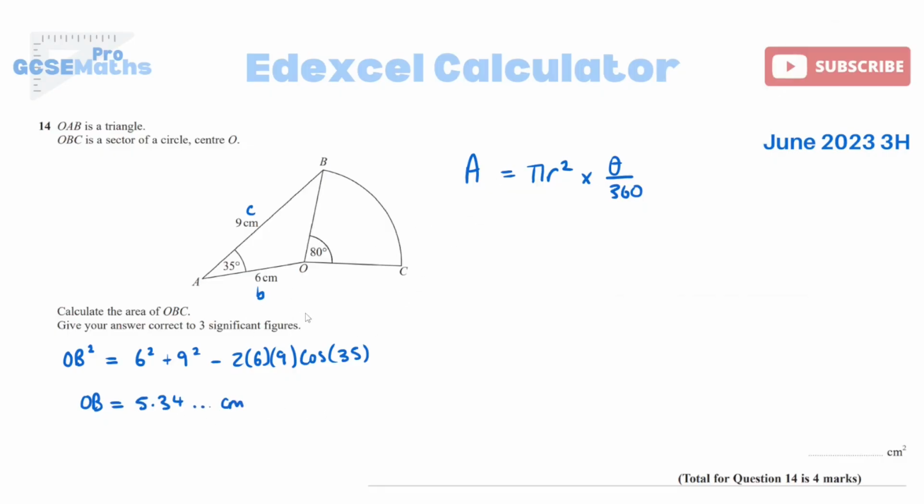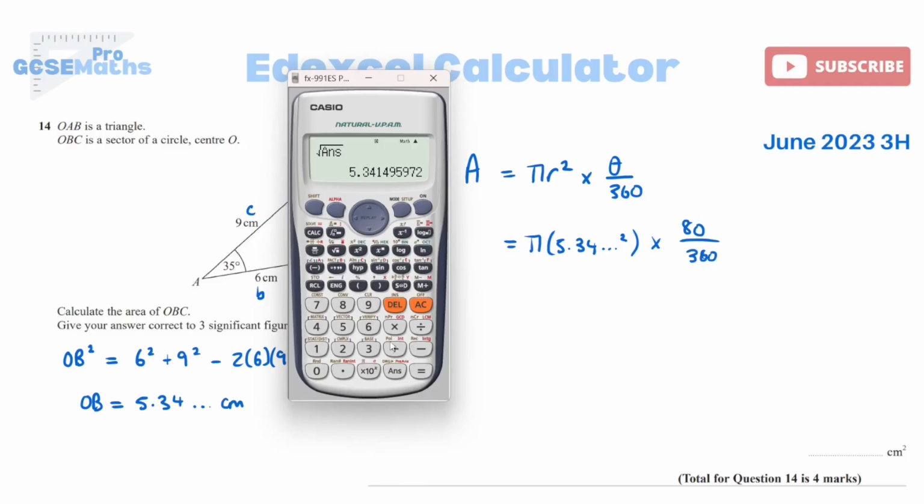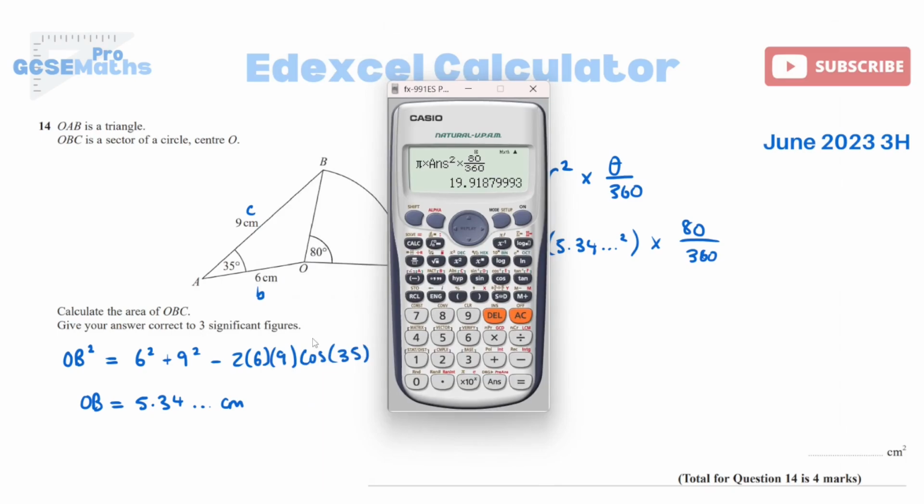Okay. Now all I need to do is just work out the area of the sector because I've now got everything. So that's pi times 5.34 squared. I'm going to copy my answer from my calculator anyway. Multiplied by the angle 80 over 360. So take my answer from there. I'm going to do pi, just straight on top, pi multiplied by answer squared, because I need to square it again, don't I, if I've got the 5.3, over 360 is then this. Now this is actually my final answer. So now I can round it. They said correct to 3 significant figures. That would be 19.9.